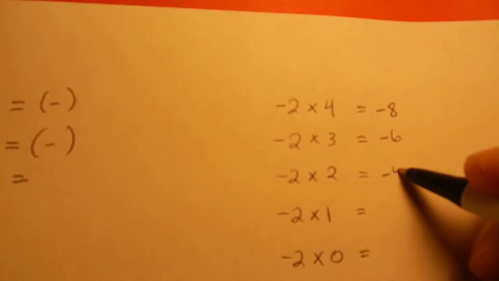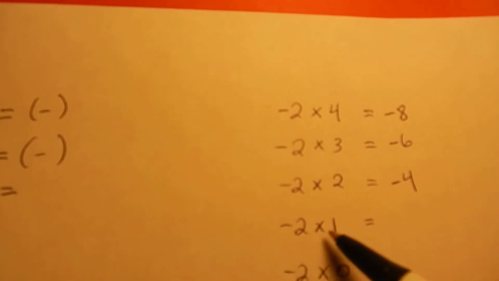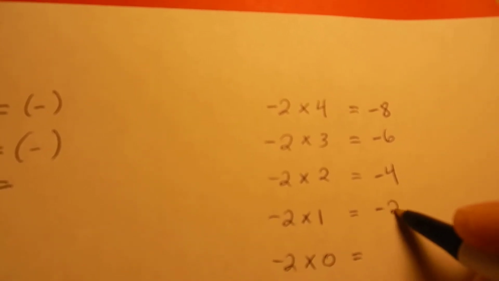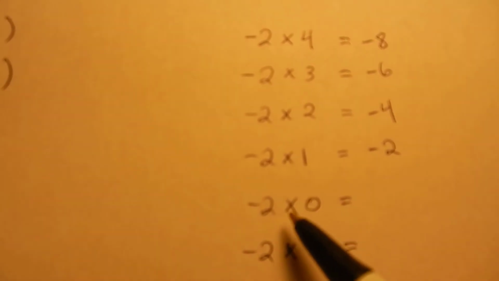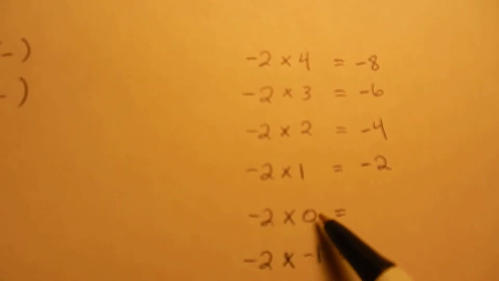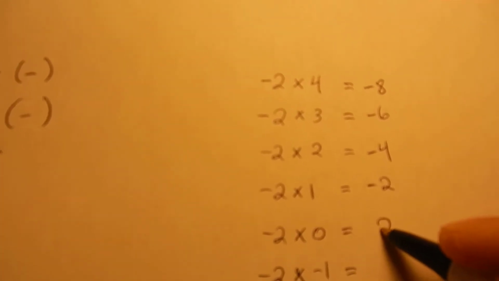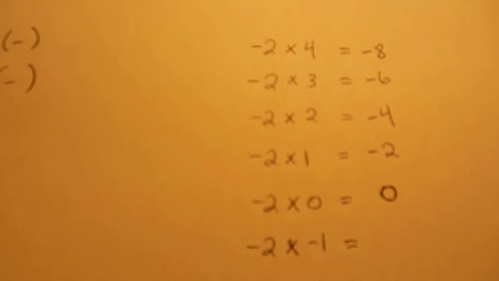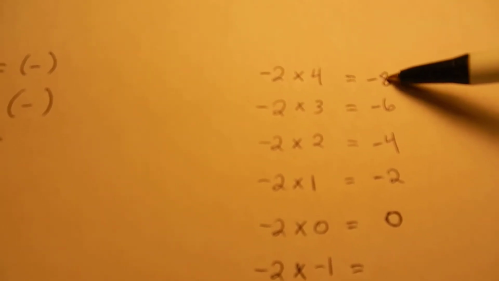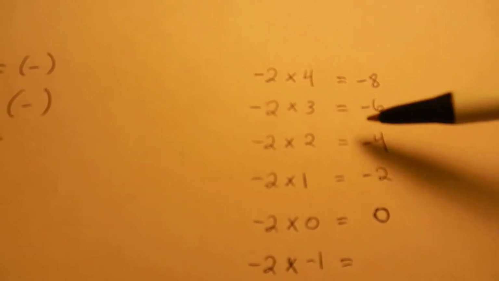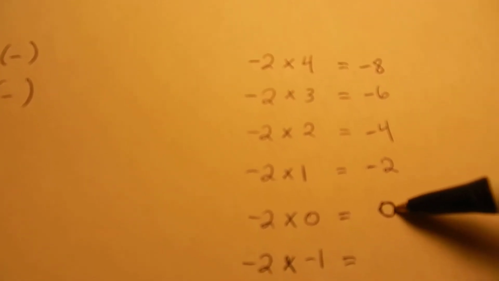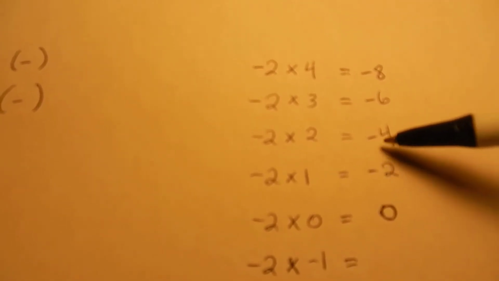The next one will be negative 4. Negative 2 times 1 is negative 2. Hopefully you remember any number times 0 is 0. So that gives me 0. Let's look at this pattern though of the answers. These here are increasing by 2 as we perform each of these multiplications. In other words, that's 2 more than that, that's 2 more than this.